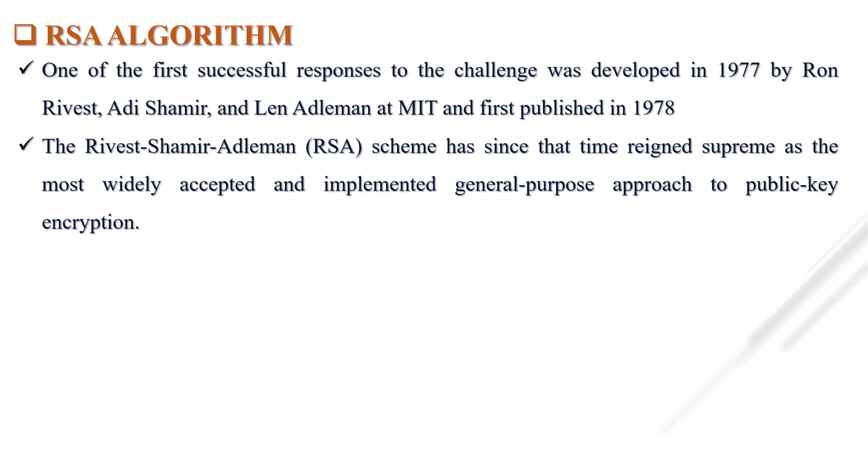One of the first successful responses to the challenges was developed in 1977 by Ron Rivest, Adi Shamir, and Len Adleman at MIT, and first published in 1978. So the full form of RSA comes from these three scientists: Rivest, Shamir and Adleman.